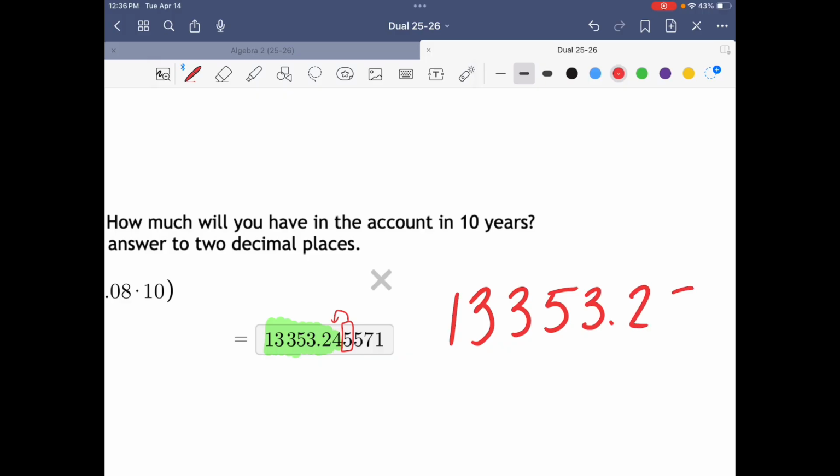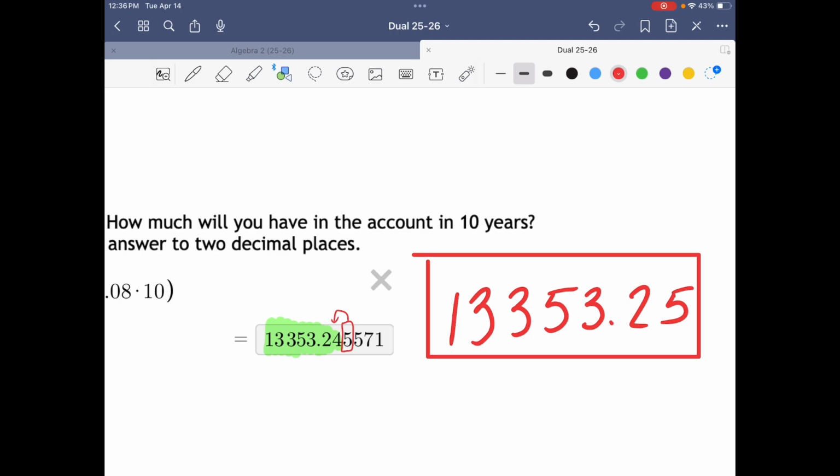$13,353.25. So after 10 years, they would have that much money in their account.